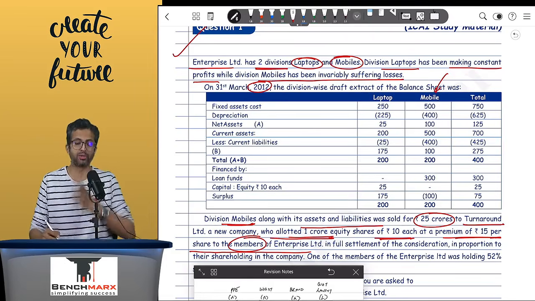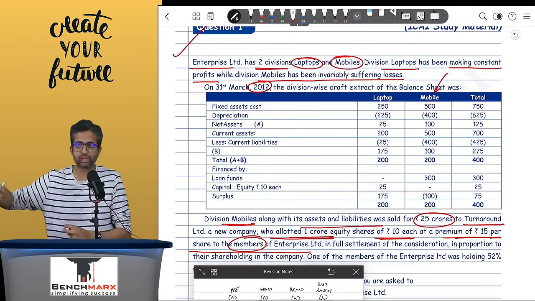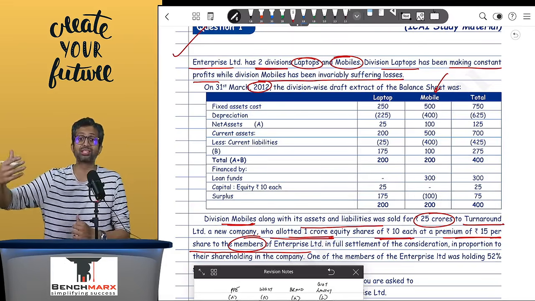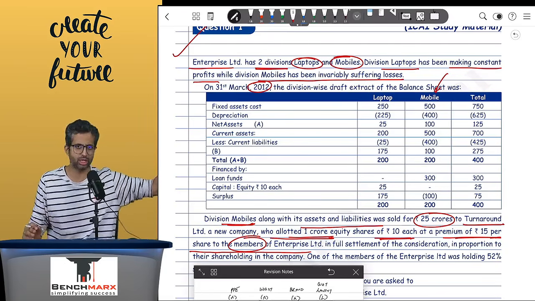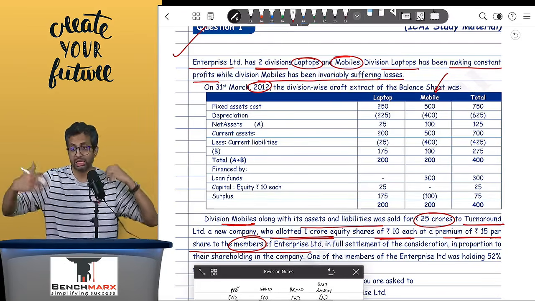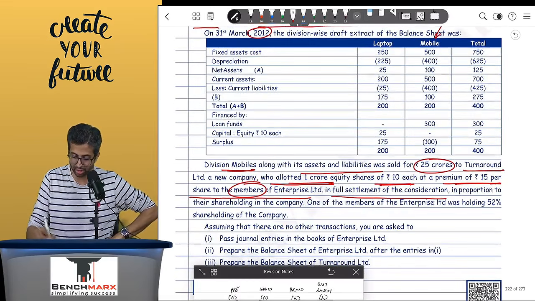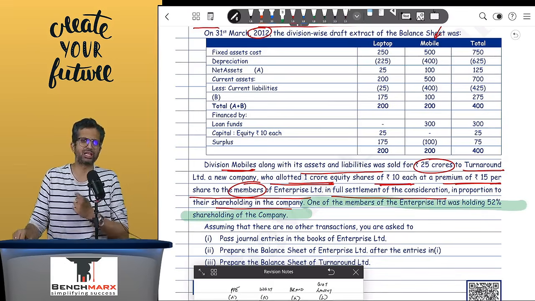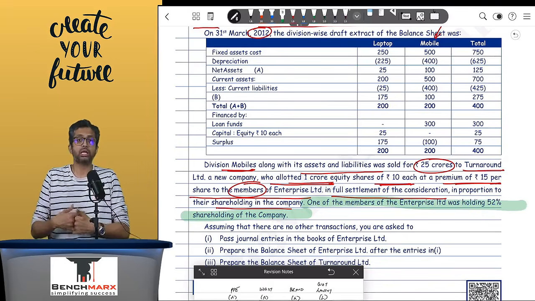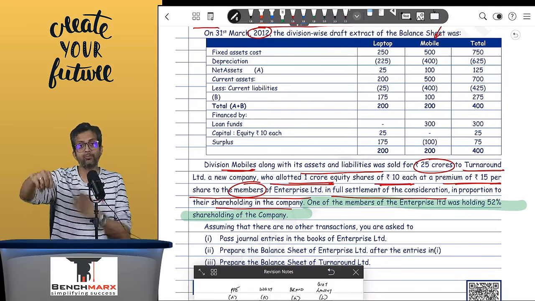Very important. First you have to ask yourself, okay, you are demerging, removing your mobiles division, giving it to Turnaround. Turnaround is giving PC to whom? It is giving PC to the members. So it's definitely not case 1. PC is going to members. Then you search if there's a controlling member or not. In full settlement of the consideration in proportion to the shareholding, one of the members of Enterprise was holding 52% of the company, which means there is a controlling member, and hence Enterprise is controlled by that shareholder holding 52% stake.